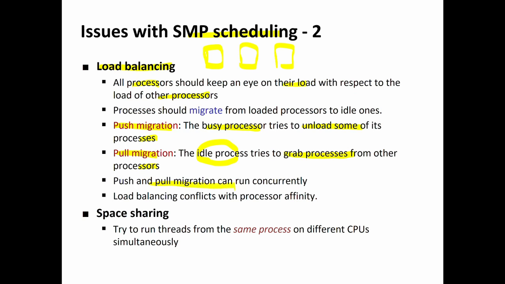Typically they run concurrently, but you can see that this load balancing idea is good, but it conflicts with processor affinity, because you'll be moving processes among different processors. Along with this, another issue is space sharing, where you try to run the threads from the same process on different CPUs simultaneously, and this will make your multi-threaded program run faster.